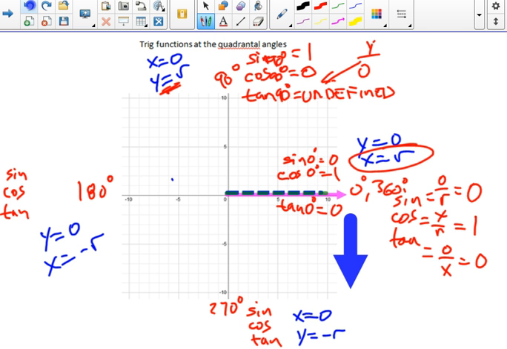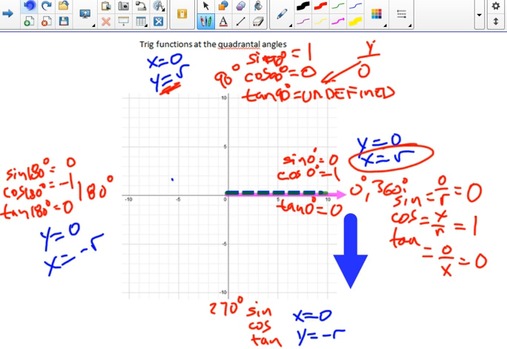If we come over here to 180, you notice, by the way, we're looking at ones, zeros, or undefined. So when you're at these quadrantial angles, at these locations along the axis, your sines, cosines, and tangents are going to be 1, 0, or undefined. So the sine in this case is going to be 0, the cosine is negative 1, and the tangent out here is going to be 0 as well.